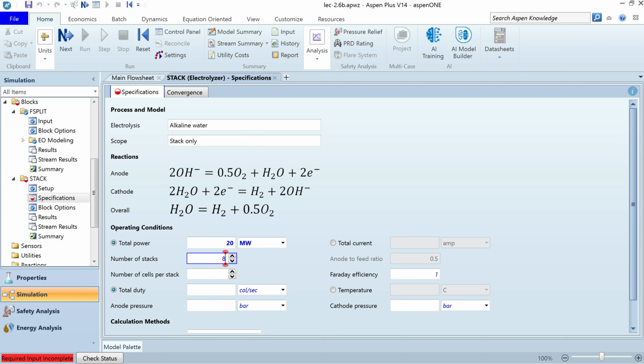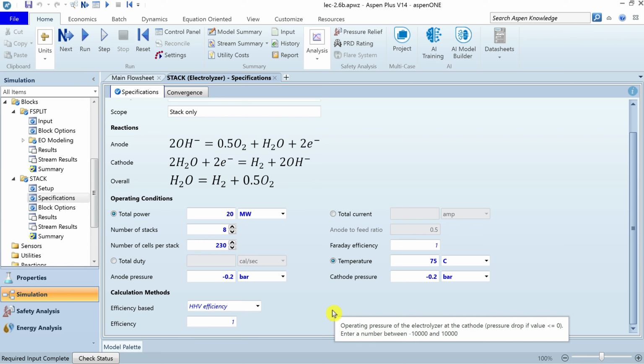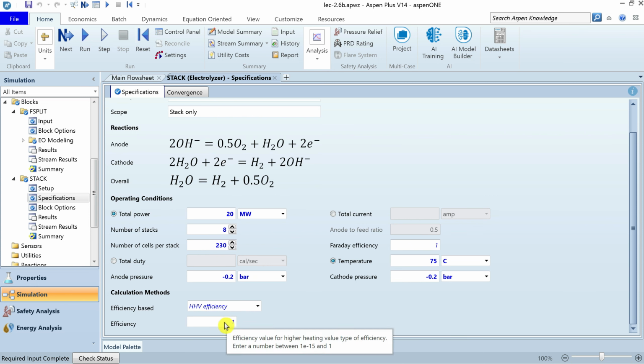There are 8 stacks and each stack contains 230 individual cells. Reaction temperature is 75 degrees Celsius. Otherwise you can define the duty. Anode and cathode pressure drops are 0.2 bar. The minus sign indicates the pressure drop over here. With this, all input specifications are complete except the efficiency.